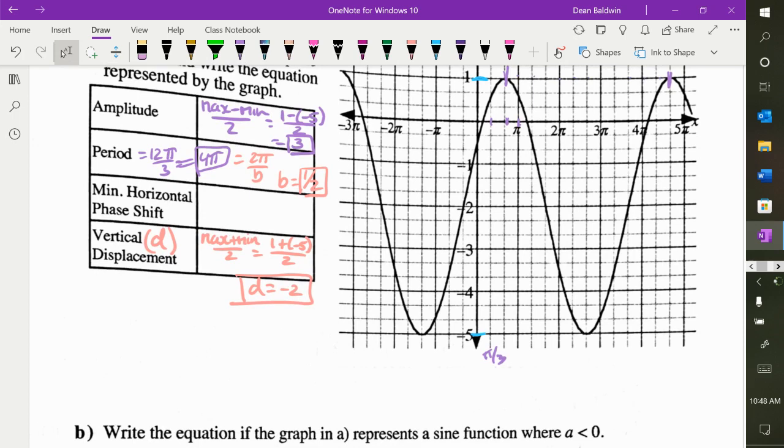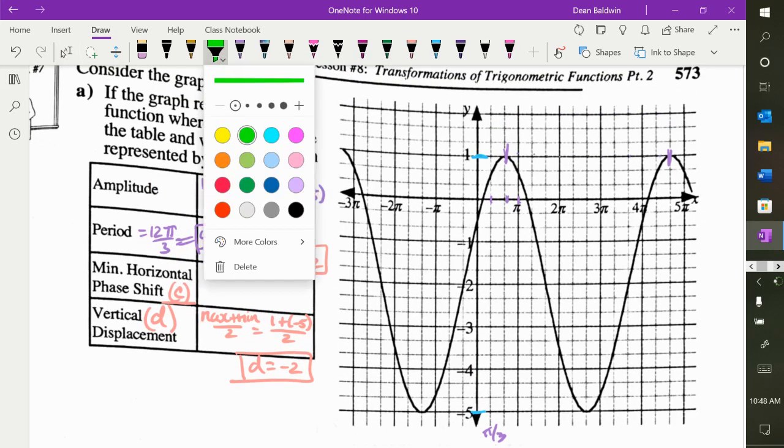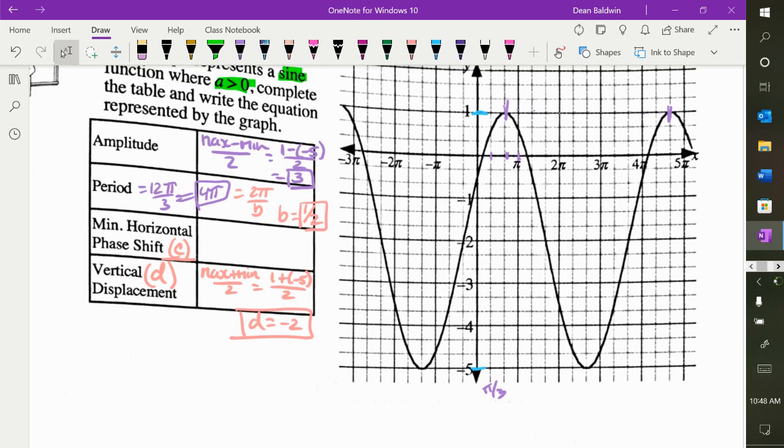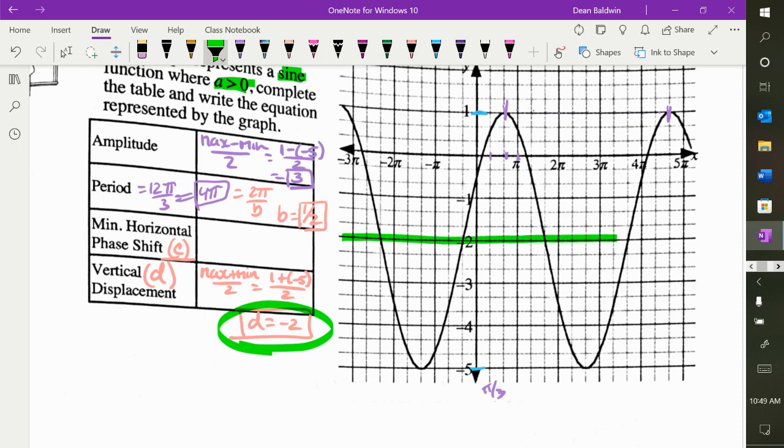Okay, now we got to find C. C is the trickiest. So we're doing a sine graph, and our A value is positive. Okay? So if the A value is positive, and it's a sine graph, you find your midline. Where's my midline? It's whatever your D value is. So you don't have to draw it, but I'll mark it on the graph. So there's our midline.